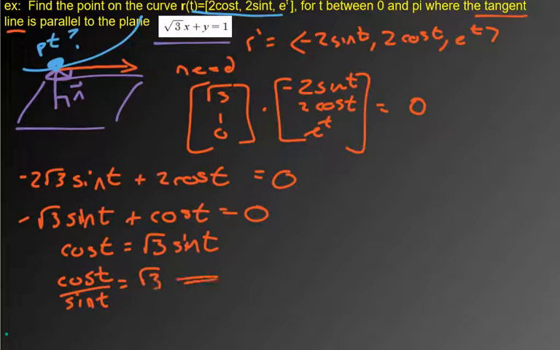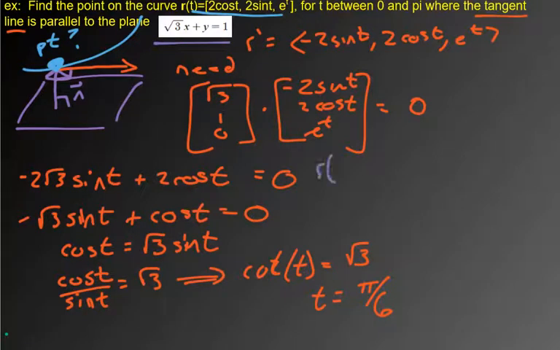And so this would mean I need cotangent of t to equal root 3, right? And that's a nice one. That's when t is pi over 6. And so if t is pi over 6, now you can just go up to the position function, because it did say find the point. And we are between 0 and pi, so we're still good. Okay, I just want to make sure my point was between there, which it is.